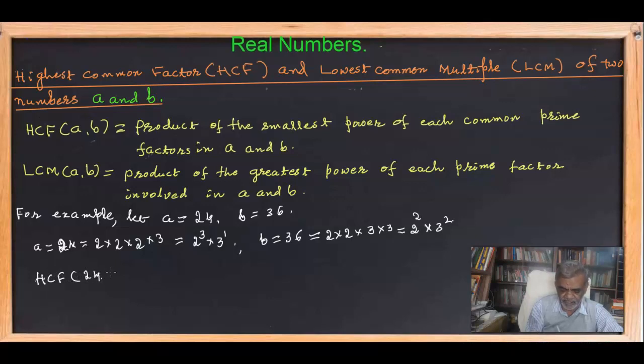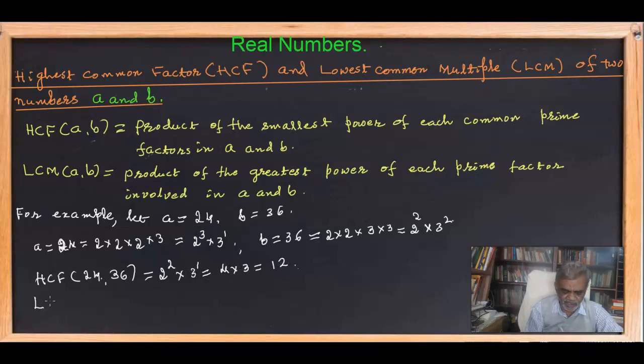By the definition made above, HCF of 24 and 36 is equal to the lowest power of 2. The lowest power here in both factorizations is 2 raised to 2, and for the other factor, 3 is in both factorizations of A and B, and the lowest one is 3 raised to 1, that is 4 into 3, that is 12.